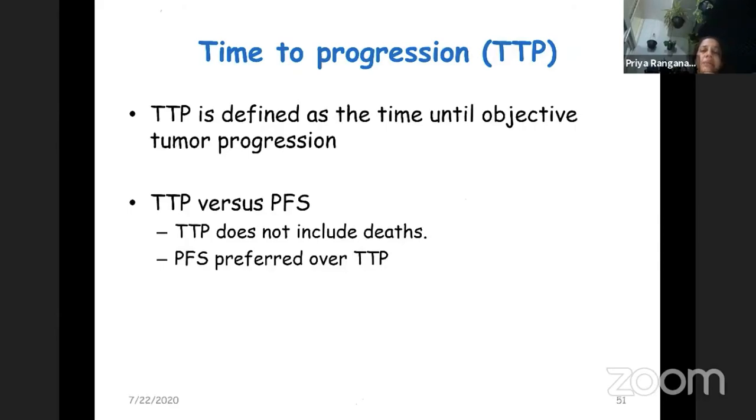Another term is time to progression. Now, the difference between time to progression and PFS is that time to progression does not include deaths. In oncology studies, this becomes a problem because we are never sure whether death was related to the cancer or not. And so time to progression is not a preferred endpoint. If you're looking at metastatic patients, you should be using PFS.